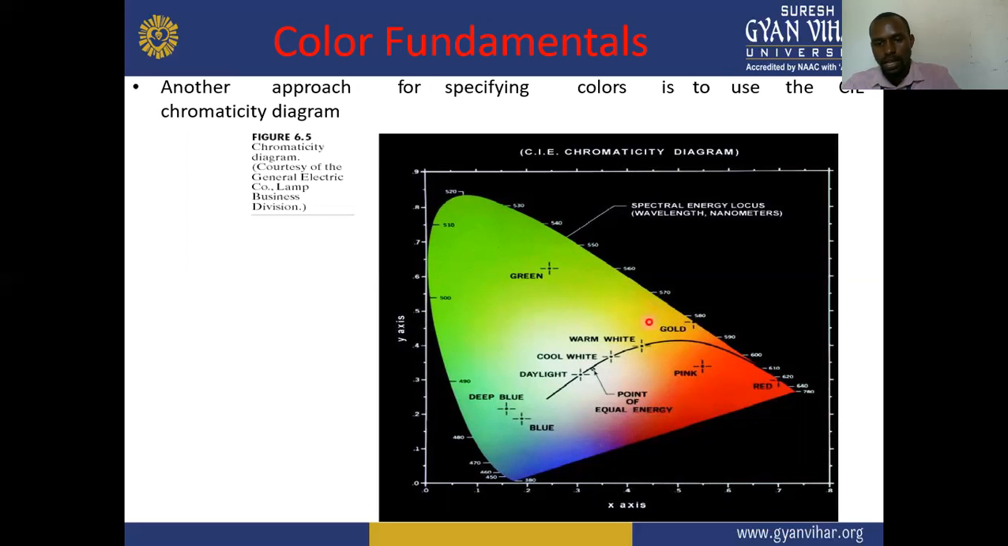So when we have white light, we can have a cool white, a warm white, as well as a daylight white. So this point is what we refer to as the point of equal energy. That is what is formed, and this is the result obtained thereof. This is the chromaticity diagram that is used to refer to how the different hue as well as saturation are interacted with each other.